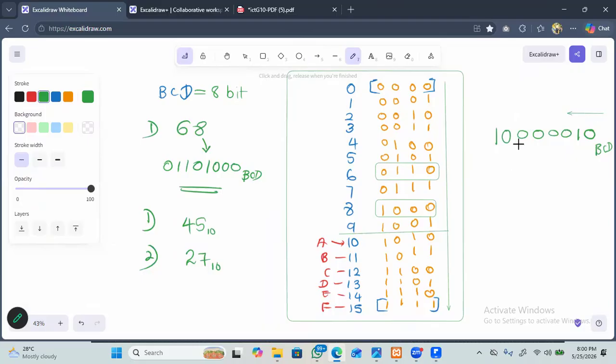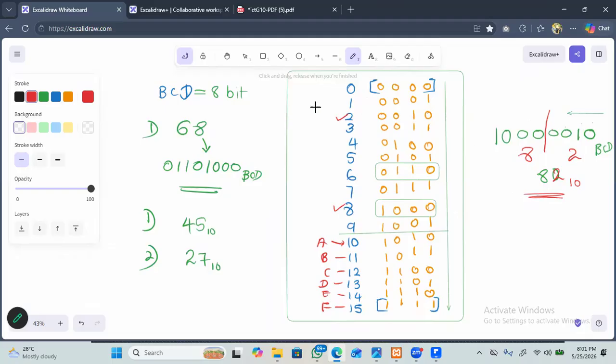82, this one. Right, correct. This is 82. How did you get it? Okay, you group by 4. 1, 2, 3, 4. You draw a line. Then 1, 2, 3, 4. Then what is the value of this one? Number 2, right? See, exact same. So that is 2. This is 1000, that is 8. So 82. This is your answer, BCD to decimal.